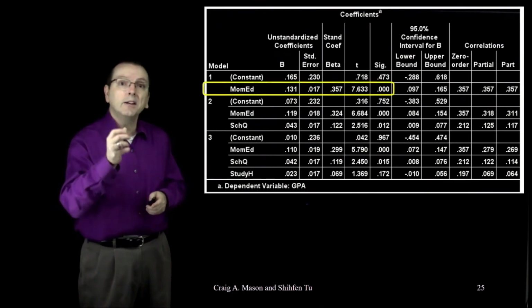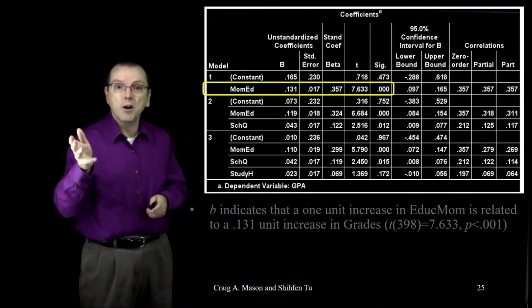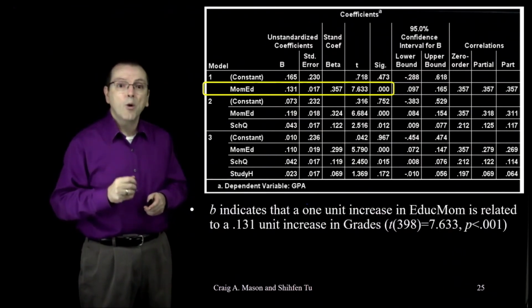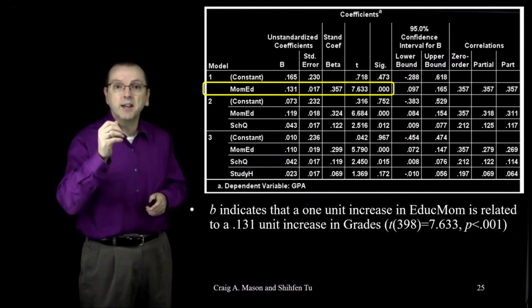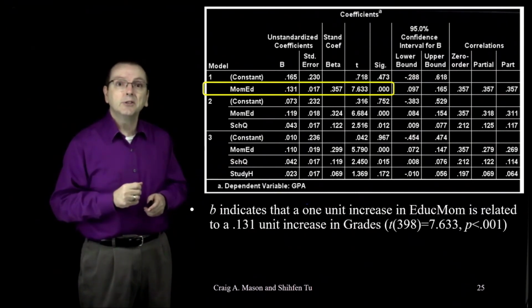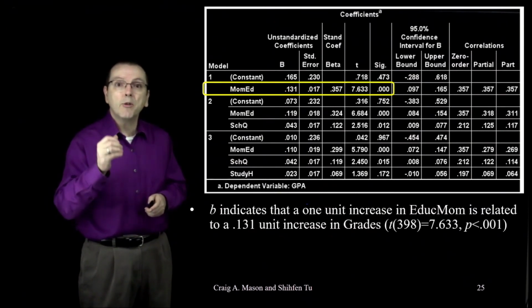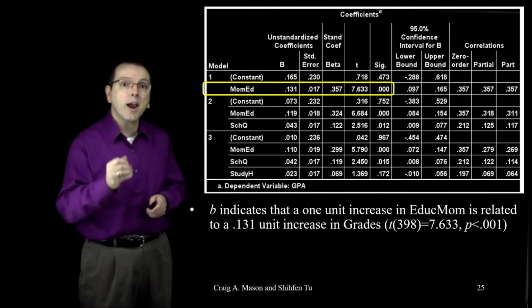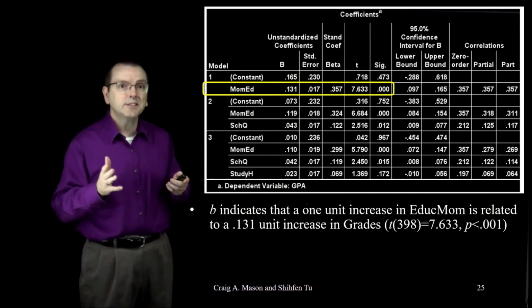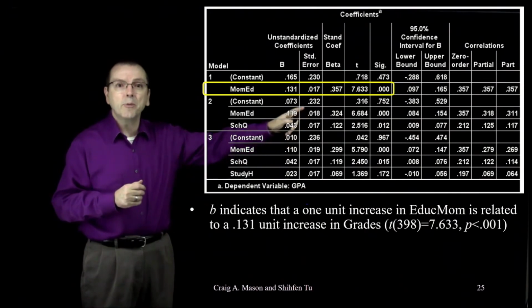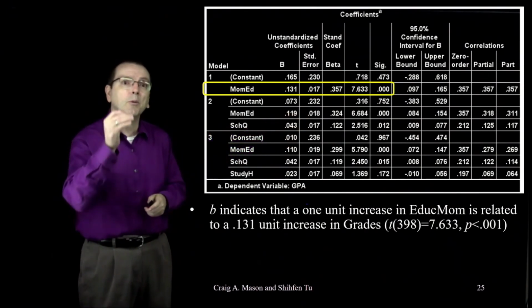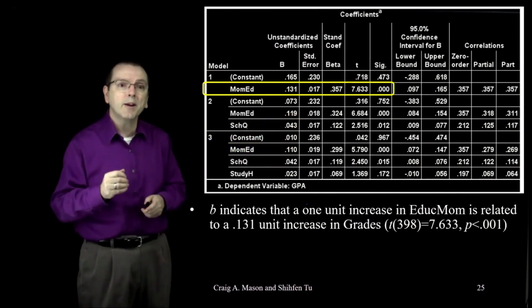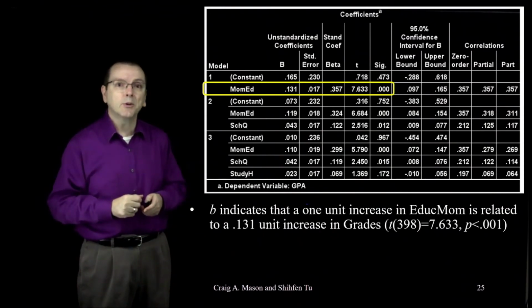We see that our unstandardized coefficient, our b, tells us that a 1 unit increase in mother's education is related to a 0.131 unit increase in grades, which is statistically significant with a t with 398 degrees of freedom equal to 7.633 and a p less than 0.001.